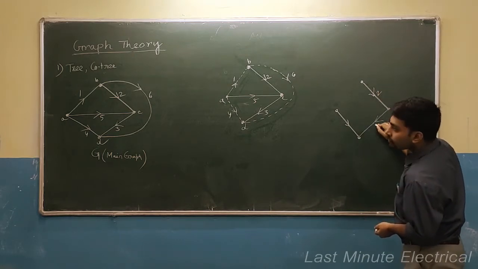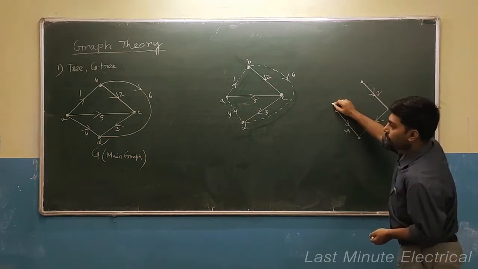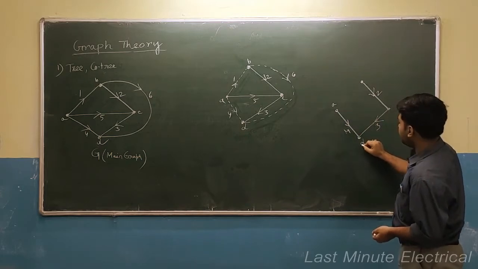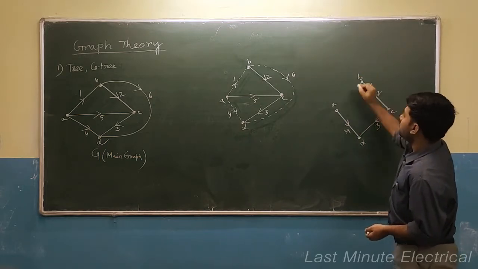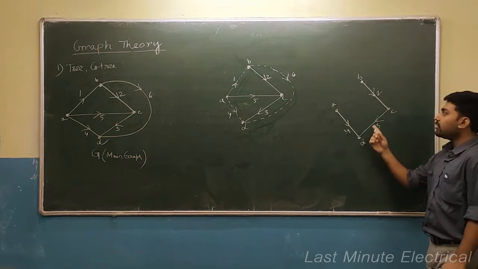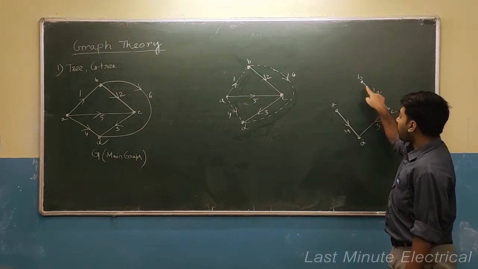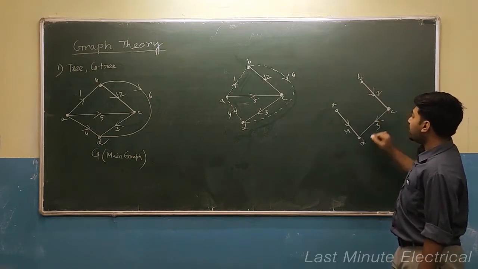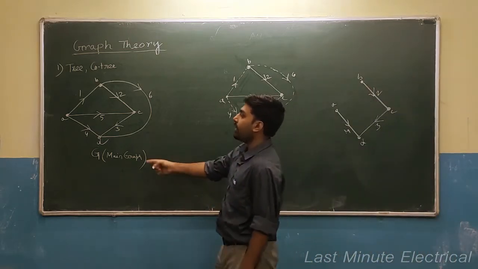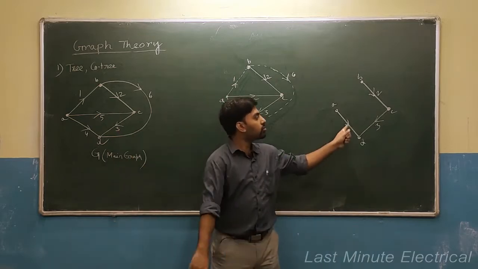This is 2, this is 3, this is 4, this is A, this is D, C, B. So, it can be a tree. Why? Because it does not contain any loop, but it contains all the nodes A, B, C, D that are present in that main graph. So, this is also a tree.